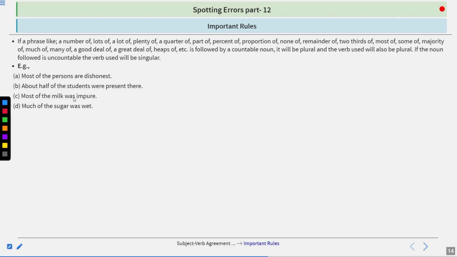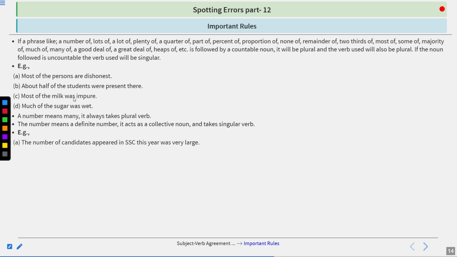Much of the sugar was wet. A number of means many. It always takes a plural verb. The number of means a definite number. It acts as a collective noun and takes a singular verb. So when you use "a number of" and "the number of", you have to use them accordingly.